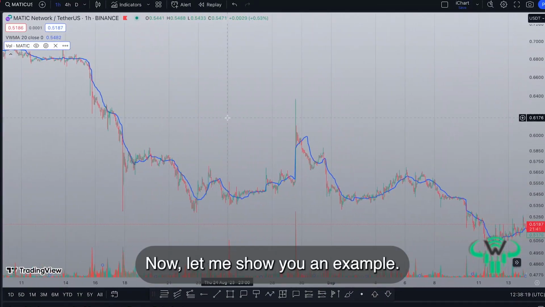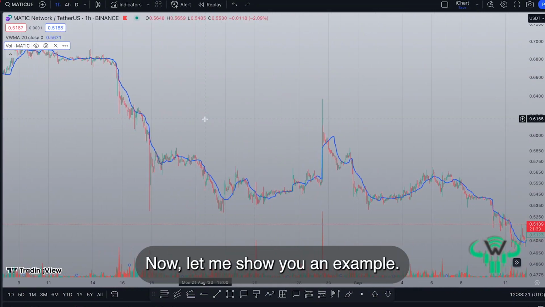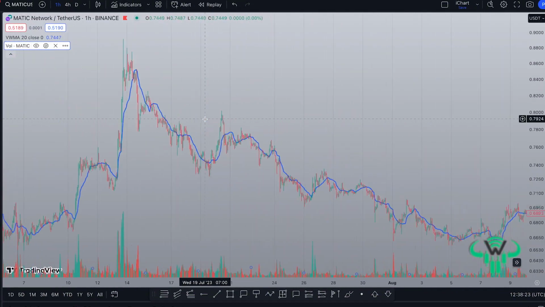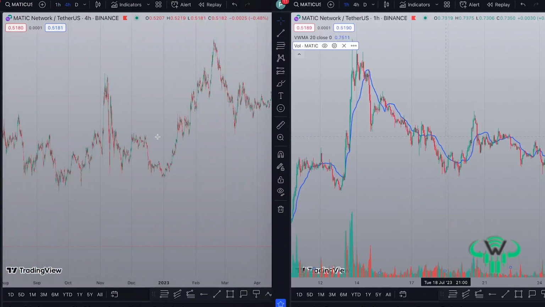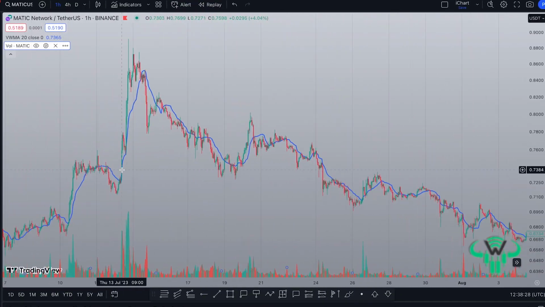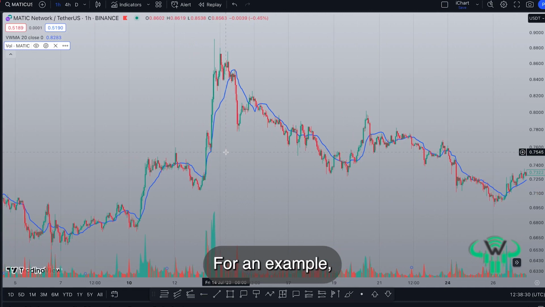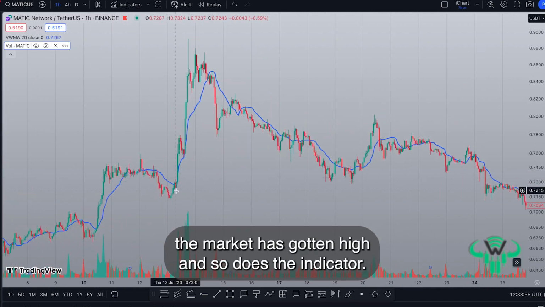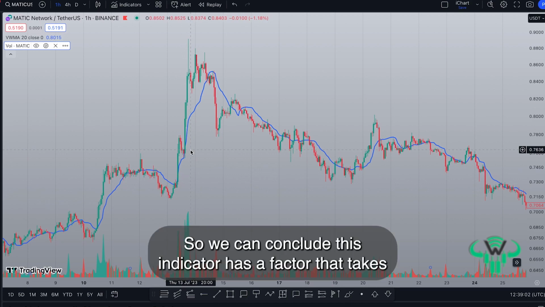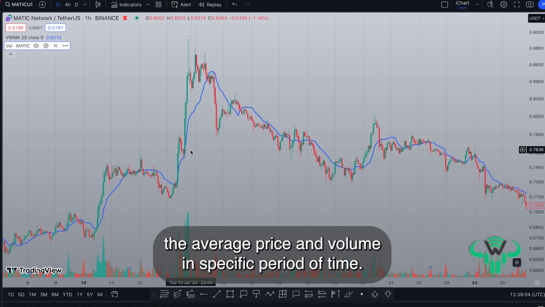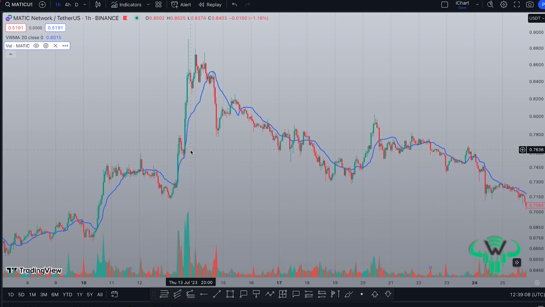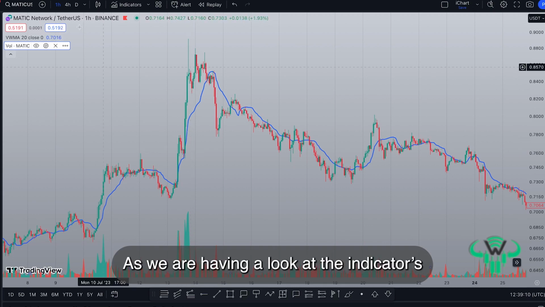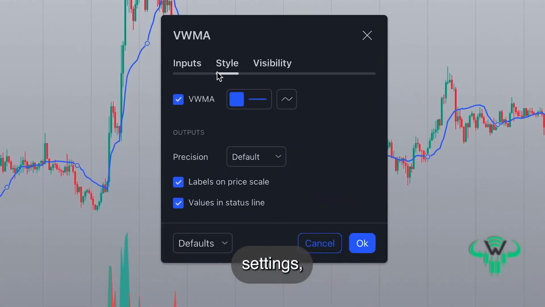Okay, now let me show you an example. Right here is a very good place for an example. Here you can see the amount of money traded in the market has gotten high, and so does the indicator. So we can conclude that this indicator is a factor that takes the average of price and volume in a specific period of time.